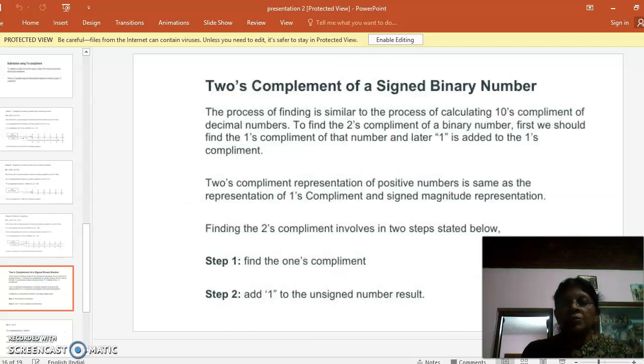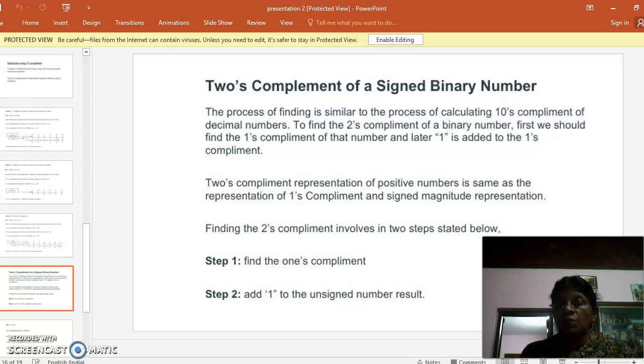And also the next one is 2's complement of a binary number. The process of finding the 2's complement of a binary number is similar to the process of calculating the 10's complement of decimal numbers. So to find the 2's complement of a binary number, first we should find the ones complement of that number. Later 1 is added to the ones complement. The 2's complement representation of a positive number is the same as the ones complement signed magnitude representation.